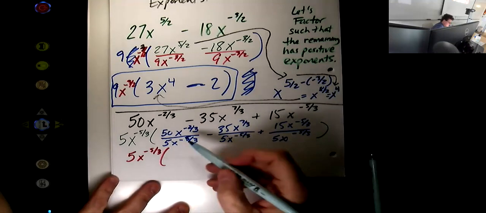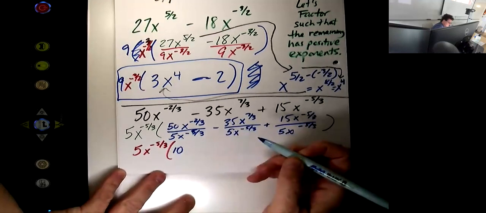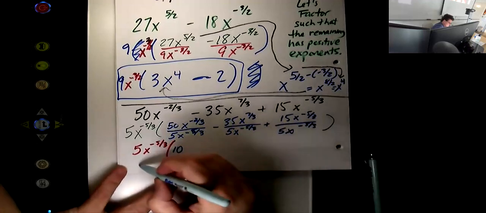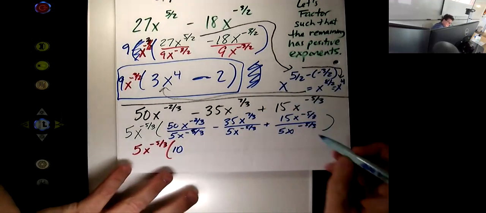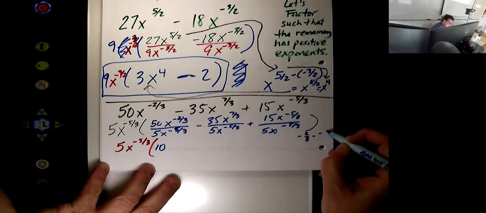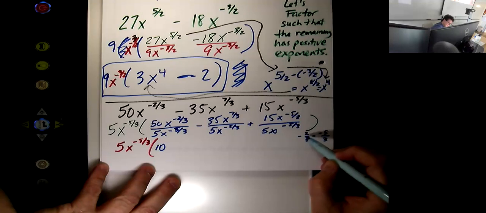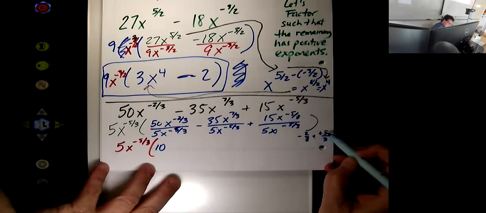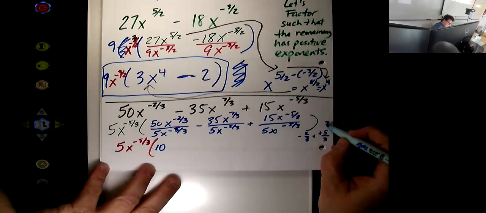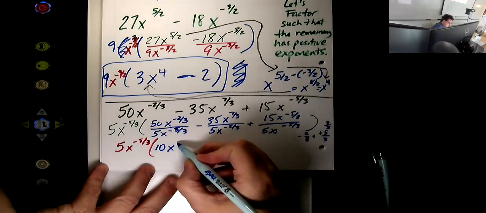Okay, so if I do the 50 divided by 5, I get 10. If I subtract these, it might be helpful to look at them on the side. We're doing -2/3 minus -5/3. So the two negatives become a plus right there. And I'm adding -2 plus 5, and I get 3/3, which is 1. I should have a 10x to the first there.